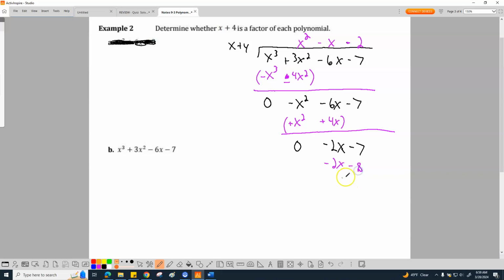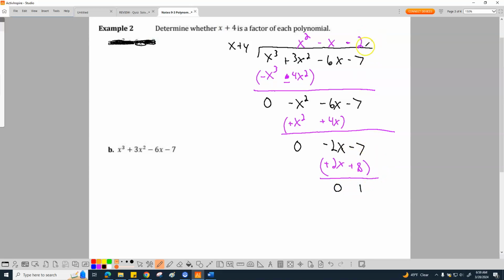So here we go. Now what I have to do is subtract this. So when I subtract, that means change the signs and then combine them all together. And so when I get that, what do I get? I get negative 2x plus 2x is 0. And then negative 7 plus 8 is actually 1.